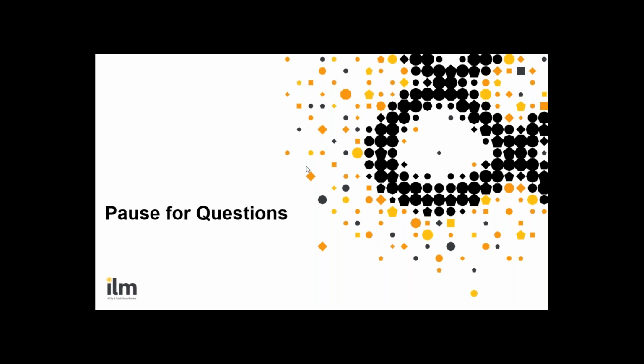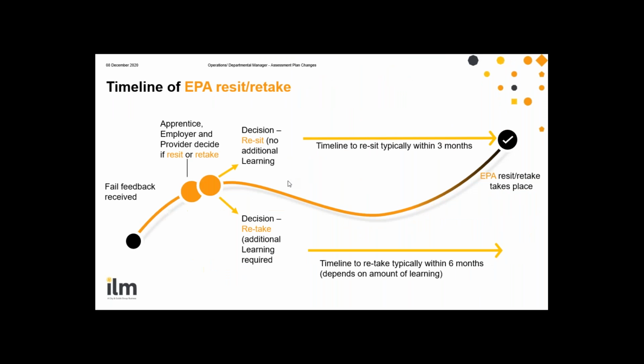So another question here that I think is worth reflecting on: if a learner fails, why would they just resit? Surely extra work is needed. So the question is, who decides on whether it should be a resit or a retake? It's the employer, apprentice and training provider that need to let us know whether additional learning is required. And this is a requirement of IF8. Awarding bodies will be audited on how many apprentices have had to resit or how many had to retake. So it's up to the apprentice, employer and provider to decide and let us know.